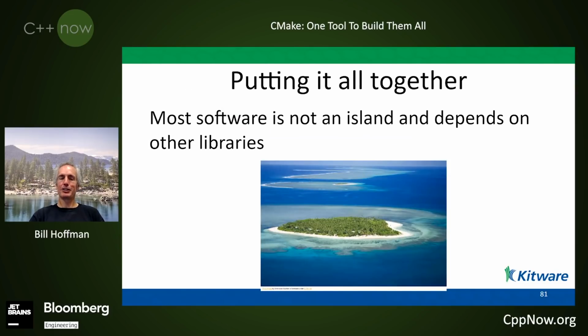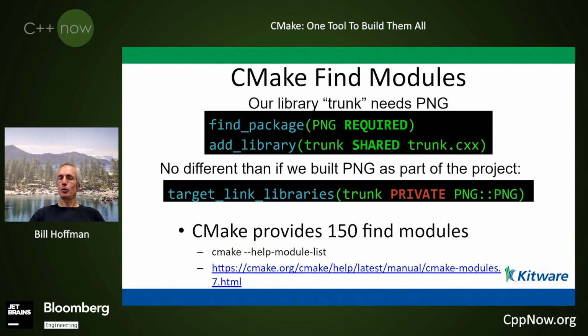Putting it all together. So most software is not an island and depends on other libraries and other software. So one way to do this is through CMake's find modules. CMake has a really rich set of find modules. There's over 150 find modules provided by CMake. And in modern CMake, those modules use imported targets, which make it look no different than as it was built by the project. So if we look at this example here, we do find_package(PNG REQUIRED), meaning that CMake will kick out an error early on, basically at the configure time of CMake, if PNG isn't found.